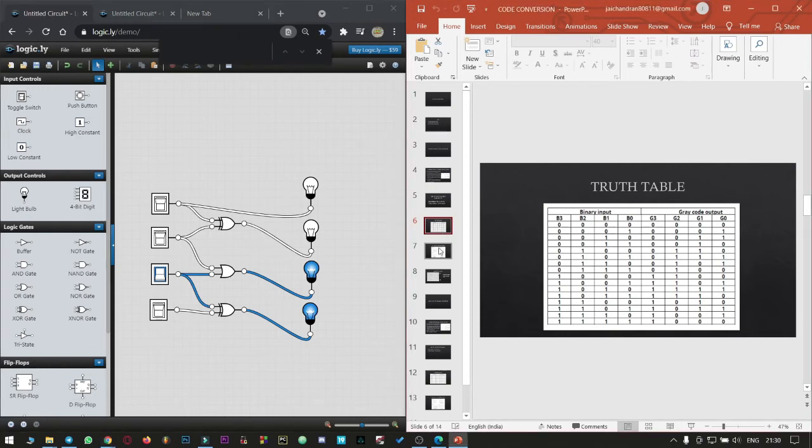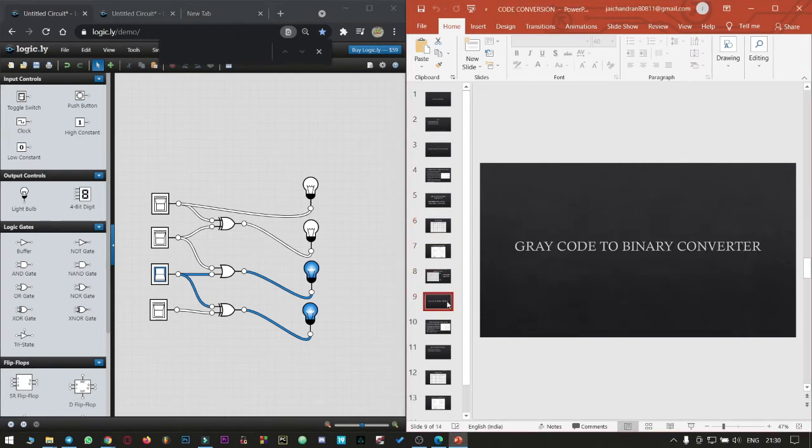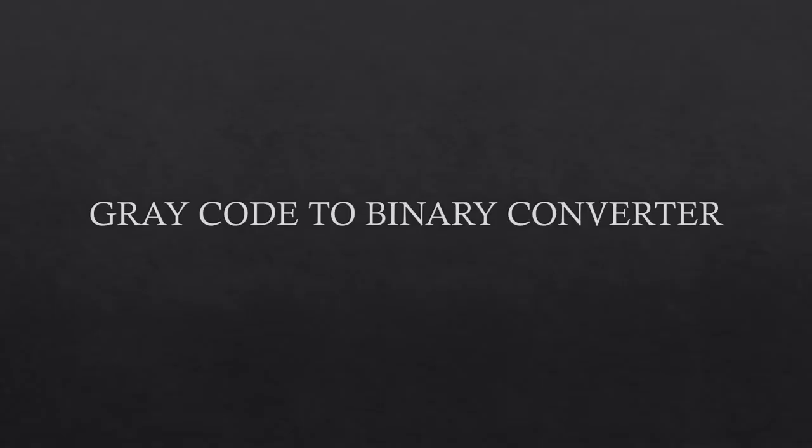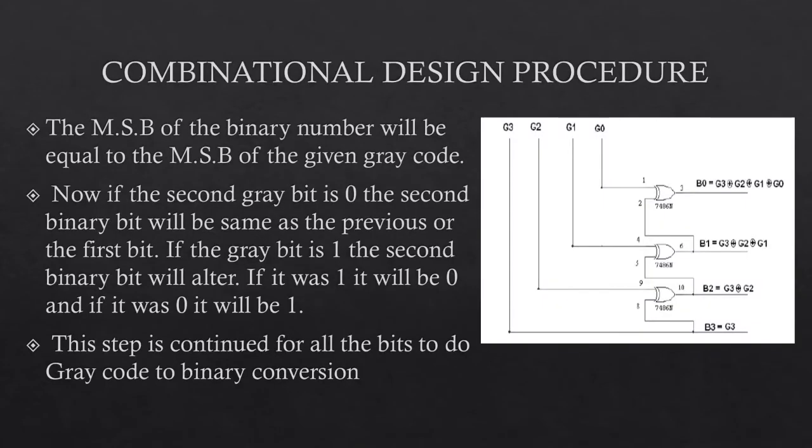Now let's move on to the gray code to binary converter. Here the process goes on like this. The most significant bit of the binary number will be equal to the most significant bit of the given gray code. If the second gray bit is 0, the second binary bit will be the same as the previous or the first bit. This step keeps continuing in order for the conversion to happen from gray code to binary code.